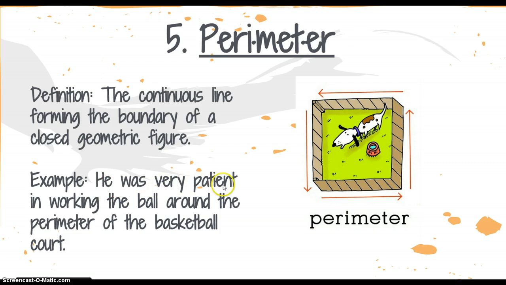Example: he was very patient in working the ball around the perimeter of the basketball court. And I know I didn't include a picture that matches the sentence, because I wanted to give you all some variety. And here's the picture of a dog, and he's locked in a fence, and this is the perimeter of the fence around.